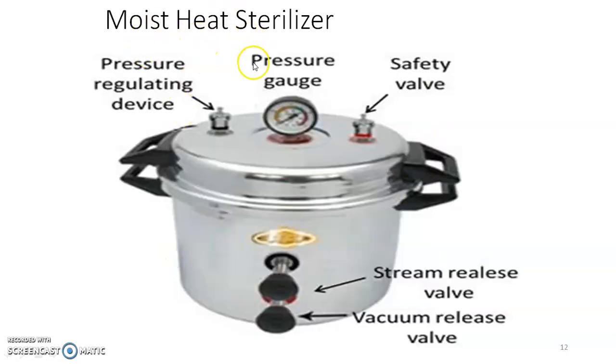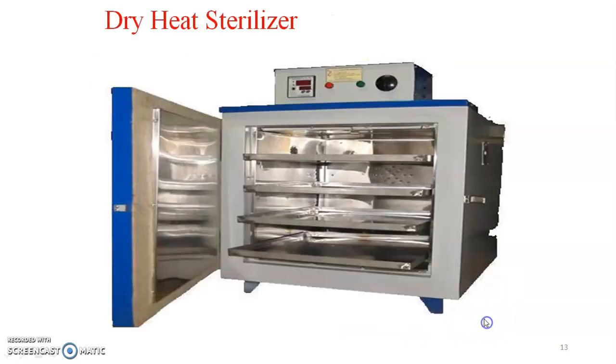This is a sterilizer, which is called a moist heat sterilizer, or another name for this is autoclave. It should contain a pressure regulating device, pressure gauge, safety valve, steam release valve and vacuum release valve. And next, the last one, that is the dry heat sterilizer, which is also called a hot air oven.